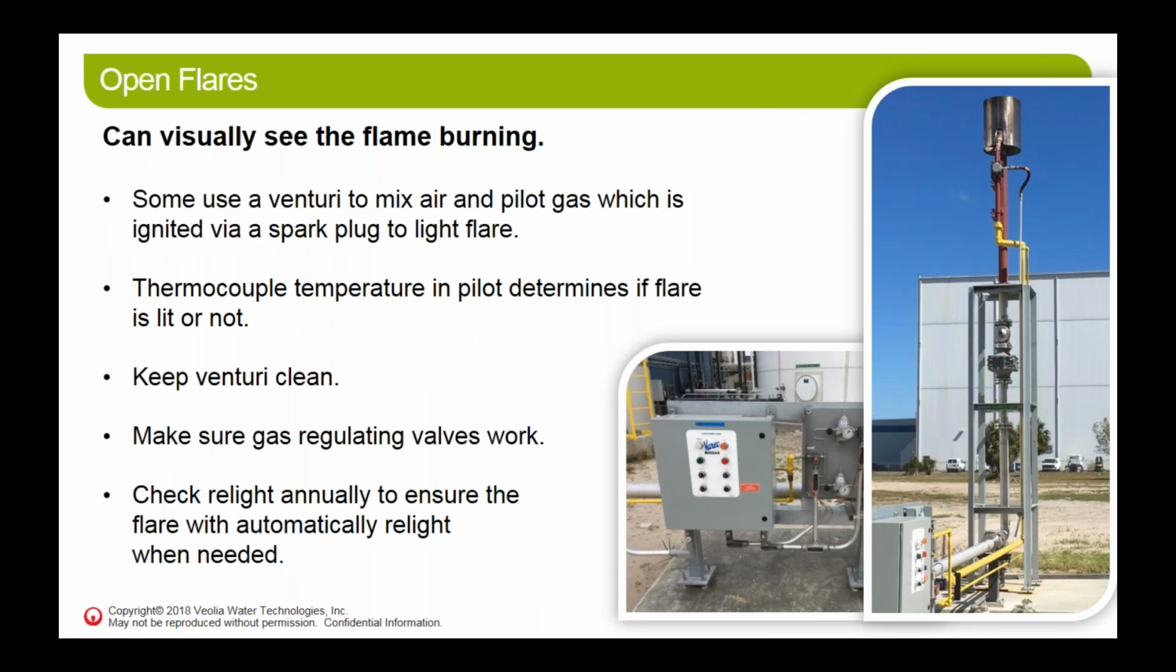Open flares. You can visually see the flame burning. What's the difference between an open and a closed flare? On an open flare, you can visibly see the flare burning. Most of them have a Venturi type mixed pilot gas system, and a thermocouple in the pilot which determines whether the flare is lit or not. If the pilot's not lit, it's assumed that the flare is out, and in these type of systems, the system will automatically try and relight itself. And that's a good thing, especially if you live in a windy area where they might blow out.